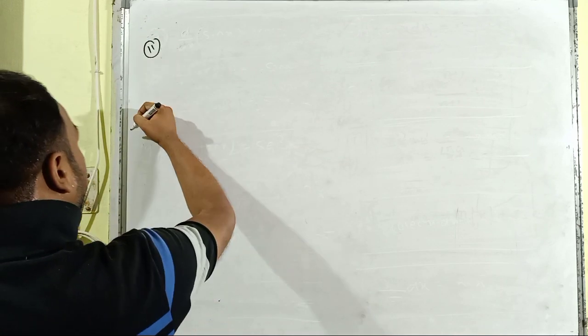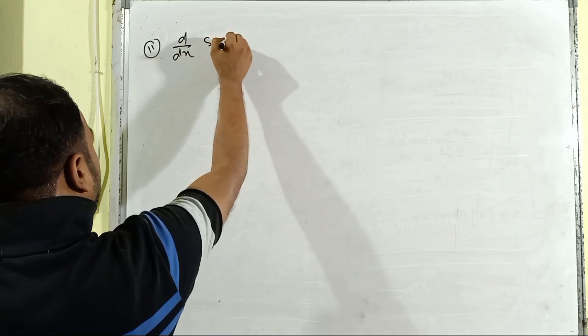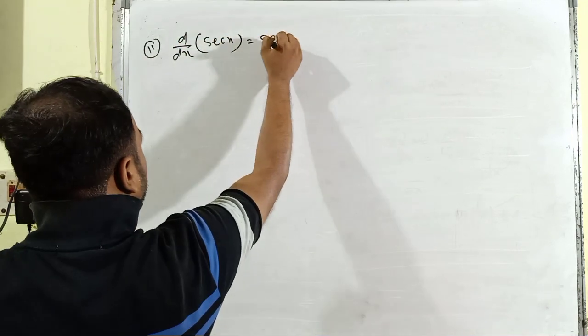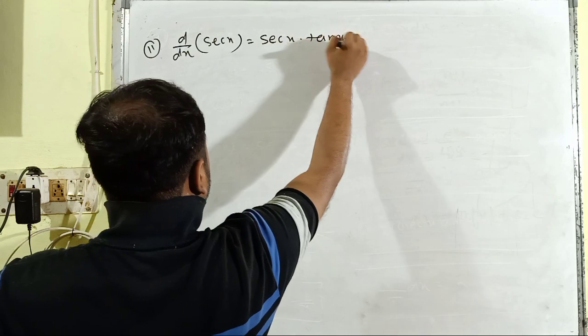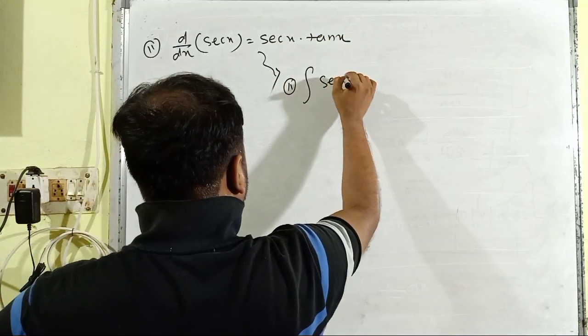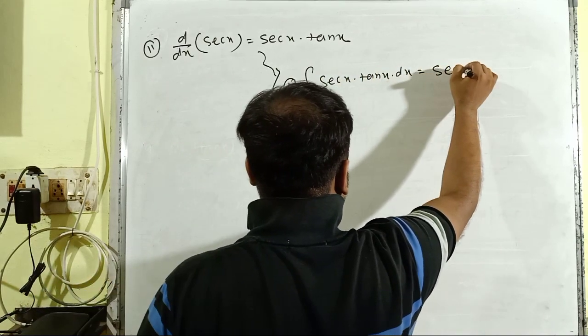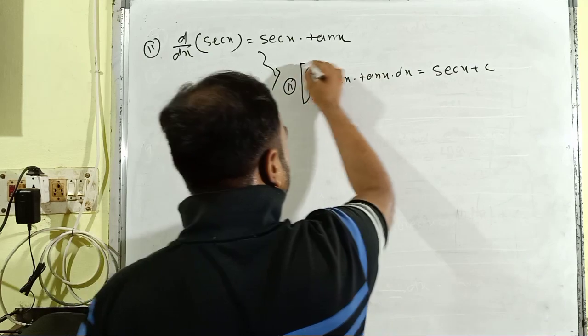Then this is the 11th formula, derivative of sec x, it is sec x into tan x. So reversing it, we can have integral of sec x multiplied with tan x with respect to x, it is sec x plus c.